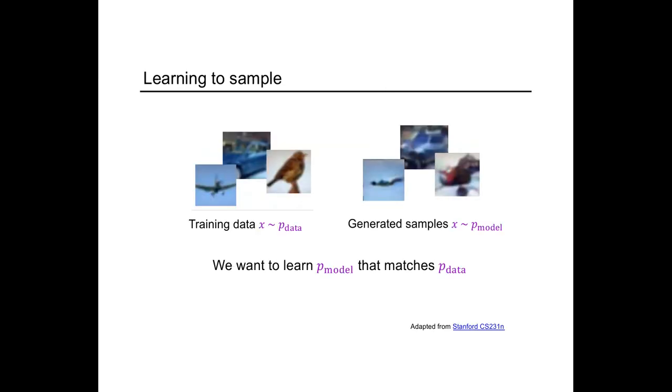That is, we need to learn to sample. For example, if we have some training data X with a distribution represented by P data, and we need to generate some samples X with a distribution represented by P model, then we want this P model to be as close as possible to P data. If these two match, we will produce samples generated from the same distribution as the inputs.